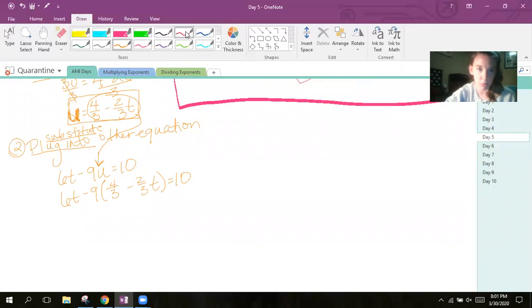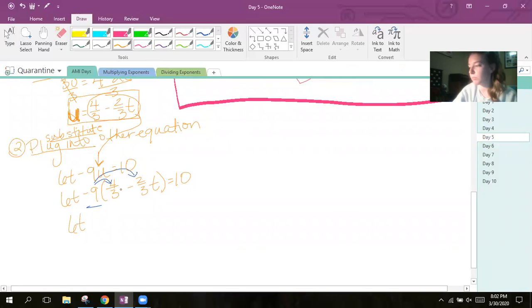So first step we're going to do is take this negative 9, and we have to distribute it through to everything in the parentheses. Okay, so got to remember to bring down that 6t. So we have negative 9 times 4/3. So I'm just going to plug that in my calculator. Negative 9 times 4/3 is negative 12. Okay, so that's going to be a negative 12.